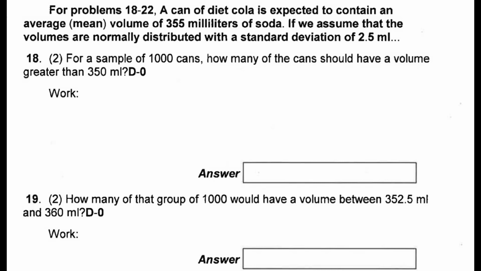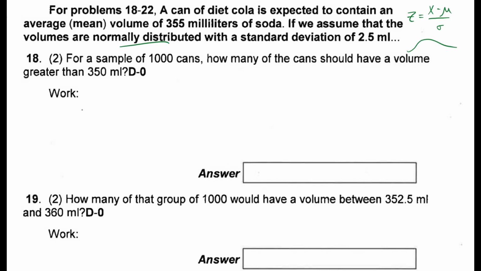All right, it looks like we're going to be doing some normal distribution. So that's usually going to be z-scores, and I should probably mark this down. This is the formula that we tend to use, and it's always going to be that sort of normal curve. Okay, so we got a sample of 1,000 cans. How many should have a volume of greater than 350 milliliters?